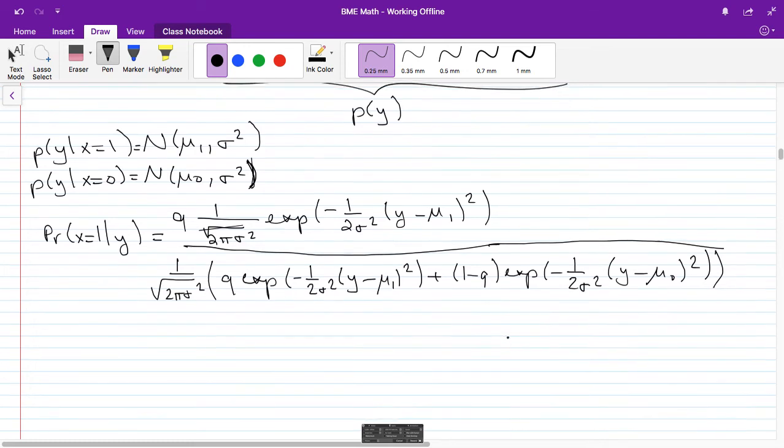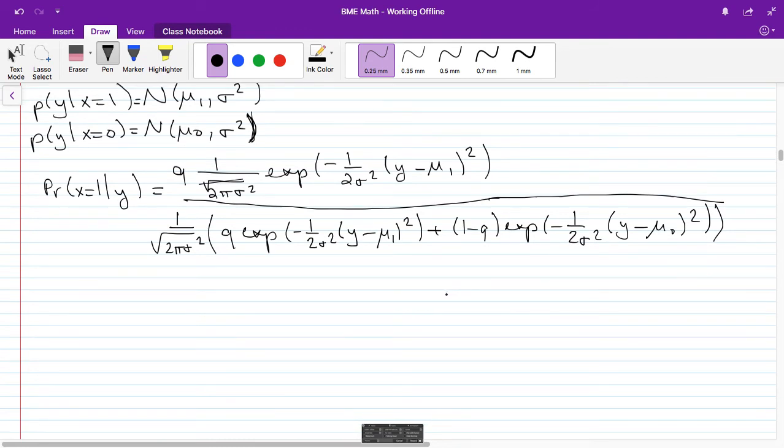Now all I want to do is to simplify this equation for you. I want to show you that this probability can be written as a function of the linear things that we're trying to go after. So this looks quite nonlinear, right? So this function looks really nonlinear.